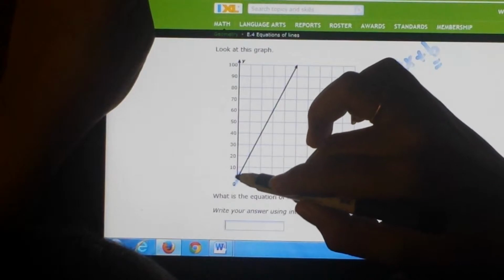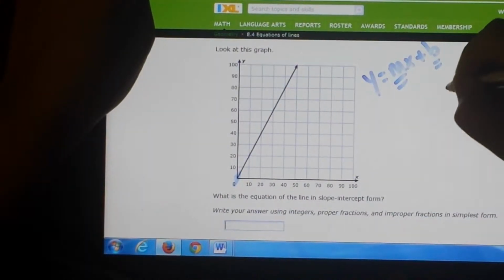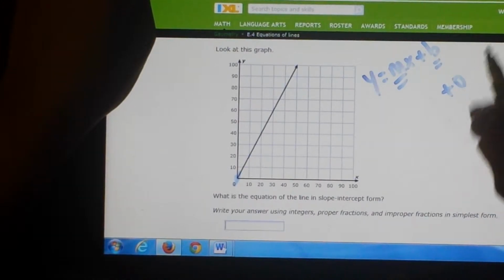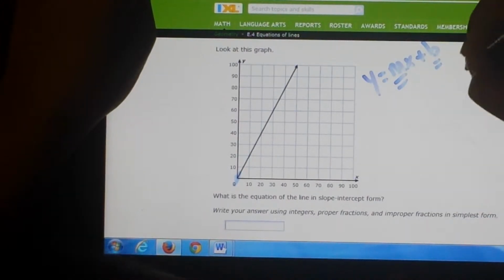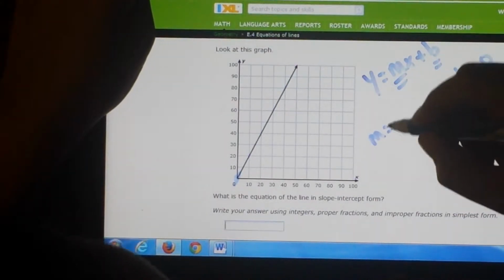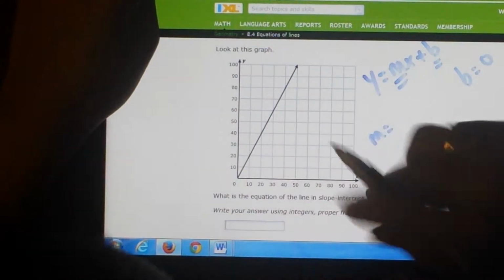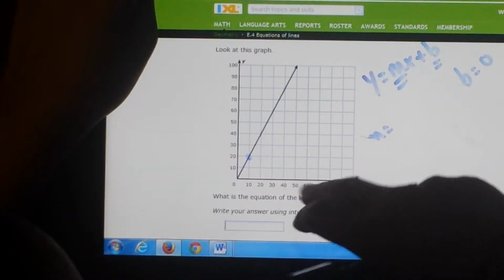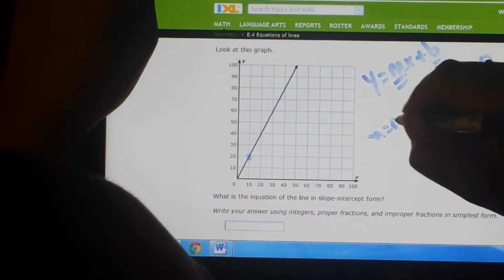It crosses at 0. Okay, so it's going to be plus 0, b is equal to 0. Well, I guess I could just write them down. B is equal to 0, and I need to find what m is. Remember, m is rise over run. Okay, so find a corner. Here's a corner. It doesn't matter what corner you find. Just find one, and then you're going to do rise over run.